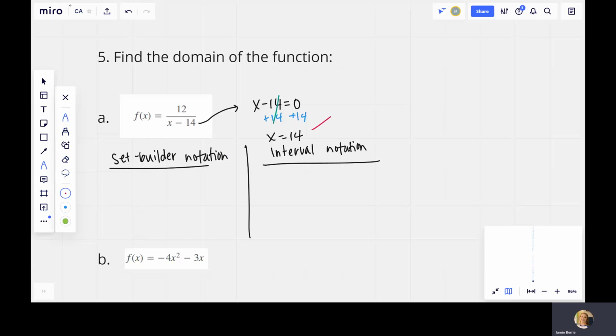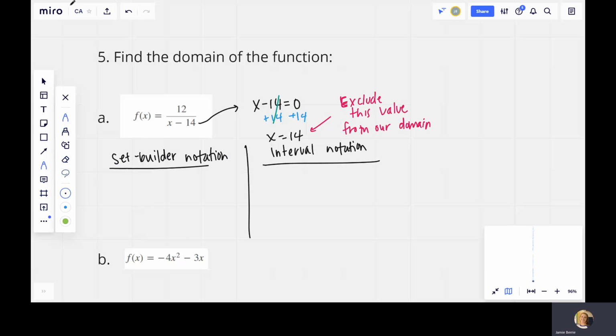Let me just add ourselves a note here. We're going to say we want to exclude this value from our domain. And remember why that is. If we plug in this number, see what happens. That would be 14 minus 14, which is 0 down here in the denominator. And remember, we're not allowed to divide by 0, so that's undefined. So we want to exclude this value from our domain because it's undefined at that point.